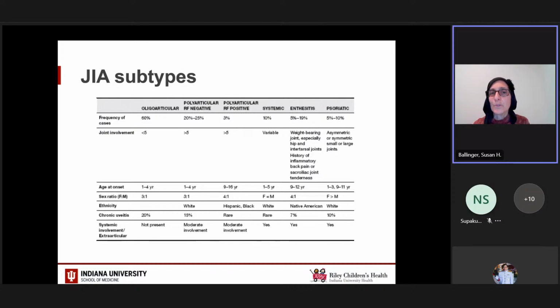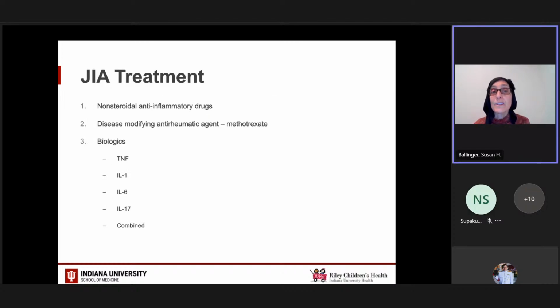We probably see TMJ mostly in the polyarticular subtype of disease, but we certainly could see it in any of the subtypes. Treatment in general, again, there's a stepwise, just like Dr. Matthews went through his stepwise treatment and approach. We start with non-steroidal anti-inflammatory drugs. Most patients come to us already having failed those. Disease-modifying anti-rheumatic agents are usually next in line, with methotrexate being the one. About 70% of kids with JIA will respond to methotrexate, the 30% that don't. Some just can't tolerate the medication for side effects, and some truly don't respond to it.